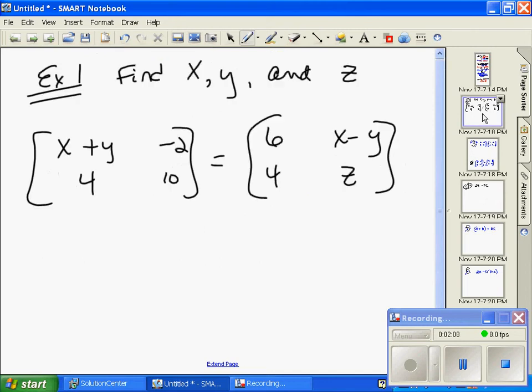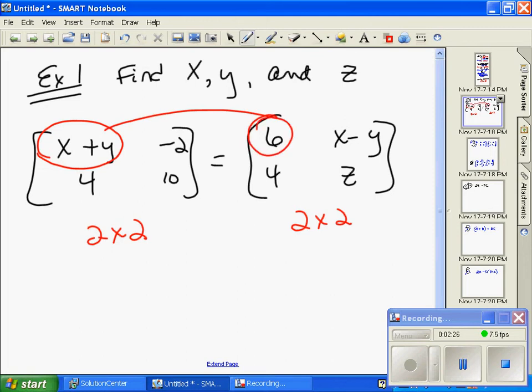Okay, example 1. I have two matrices set equal to each other. I need to find x, y, and z. Now, if these are equal, they have to have the same dimensions. Notice this is a 2 by 2 matrix on the left side and a 2 by 2 matrix on the right side. So yes, they have the same dimensions. So now we can set corresponding parts equal to each other. I have there x plus y equal to 6. I have negative 2 in the same position as x minus y.